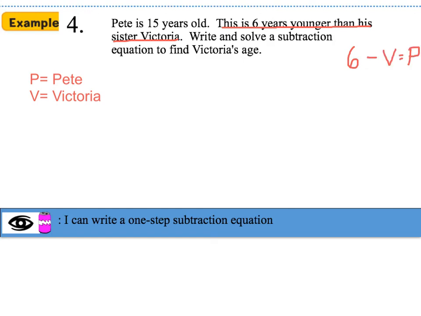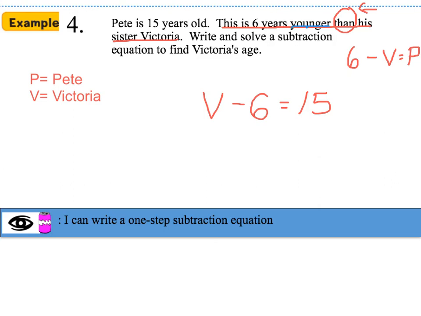However, the word than is a taffy word, which means we need to flip. So we would actually write it as V take away 6. And this would equal Pete's age. So Victoria take away 6 years will get you Pete's age. And the reason why we're using subtraction is because it says younger than. So if it says younger than, we're going to assume that we're subtracting or taking away.